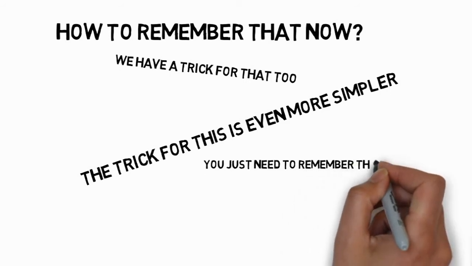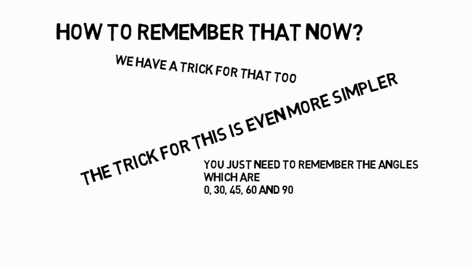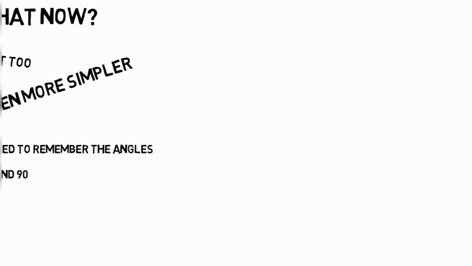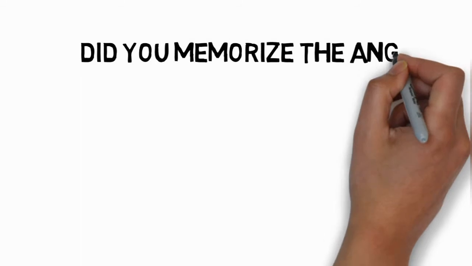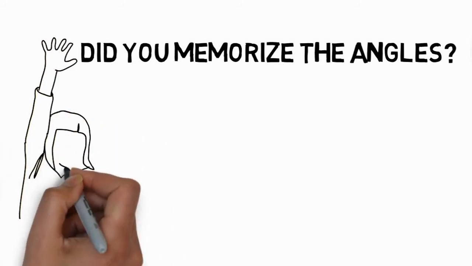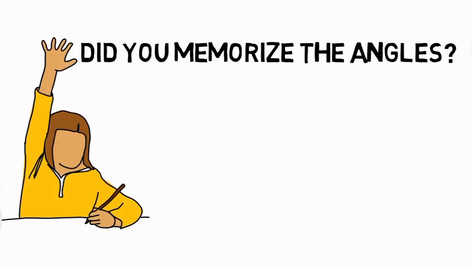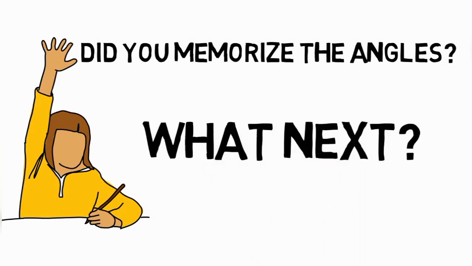You just need to remember the values of angles, which are 0 degree, 30 degree, 45 degree, 60 degree and 90 degree. Let's go again. 0, 30, 45, 60 and 90. Did you memorize them all? You need to. But what next? Let's find out how to remember the formulas and the values.